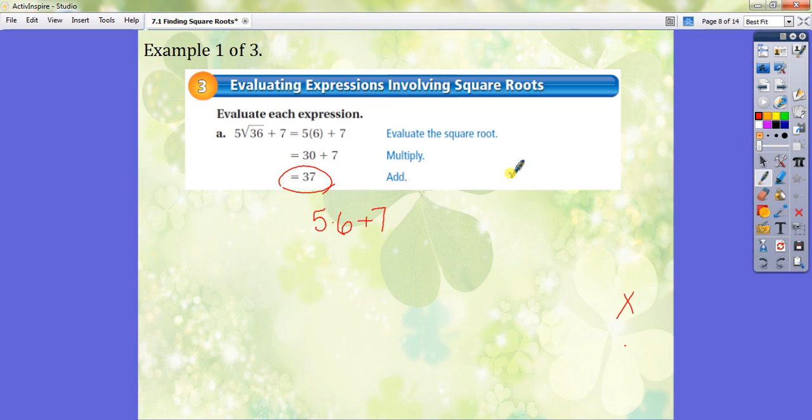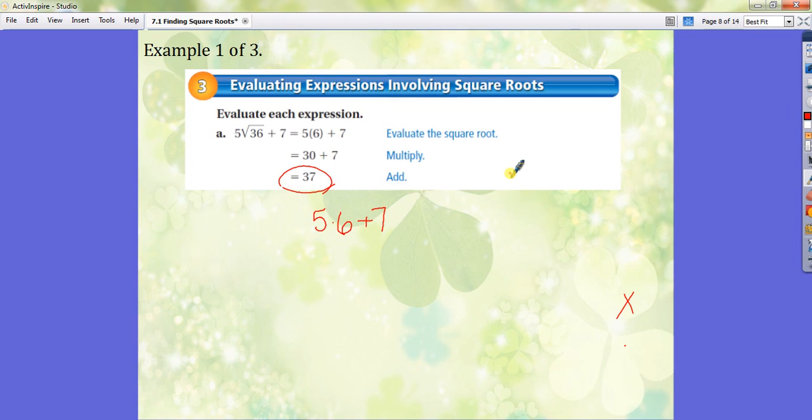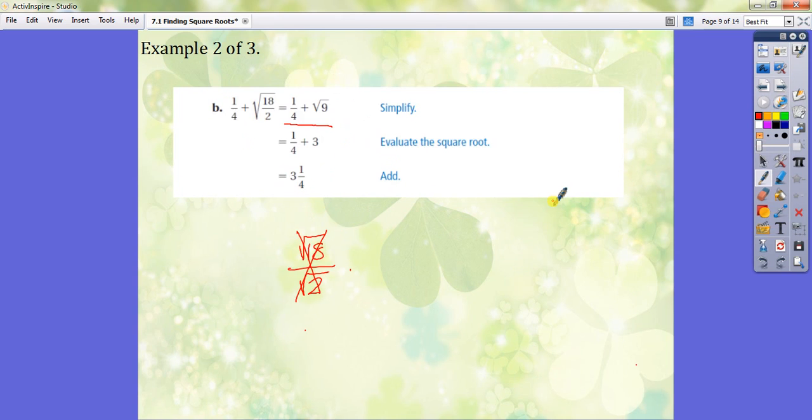The last one was the part that I thought would be the trickiest, and that is using the order of operations to evaluate expressions. The square root symbol, the radical sign, is considered part of the grouping symbols, or that parentheses stage, but I like to call it grouping symbols. So you always take care of that first. So this is 5 times the square root of 36 plus 7. So you get 5 times 6 plus 7, and you follow the order of operations from there.